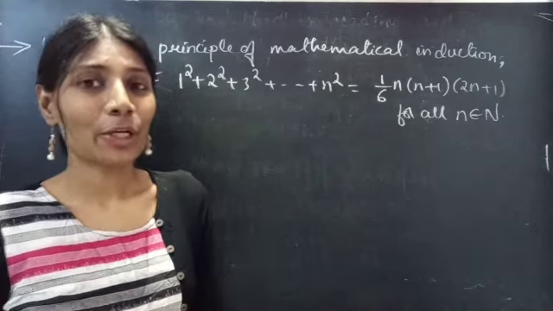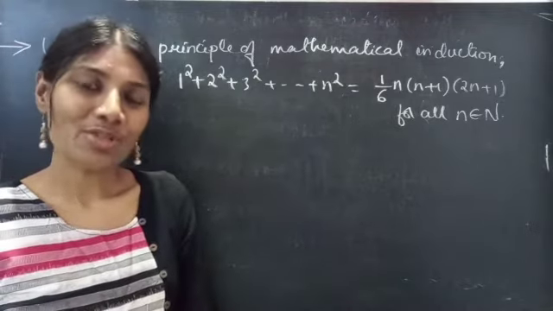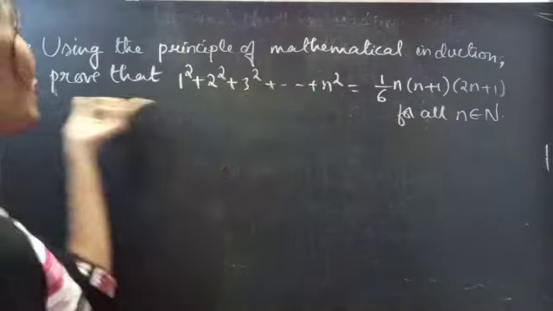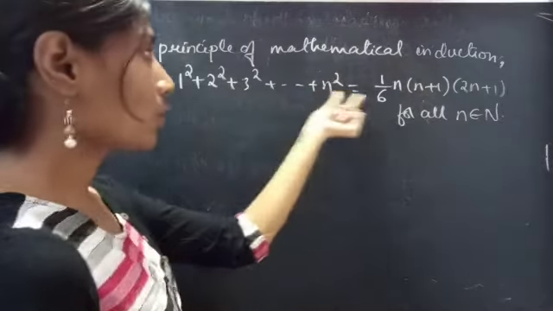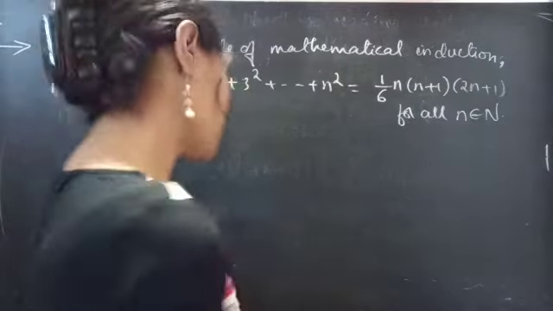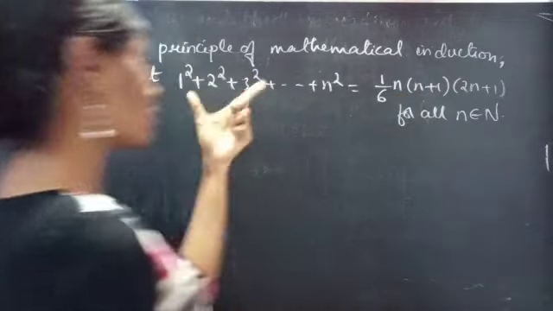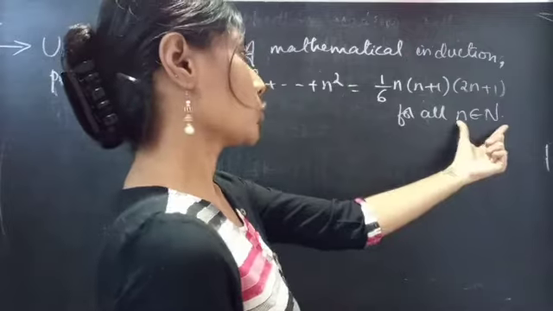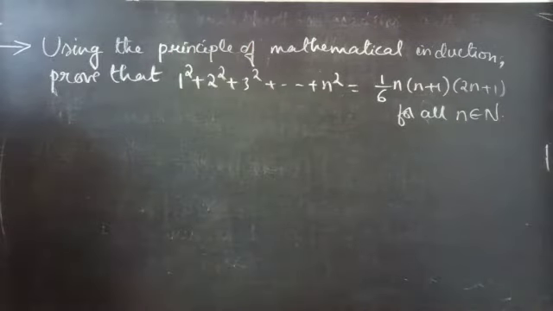In this video, we are going to prove the statement using the principle of mathematical induction. So let's get started. Problem. Using the principle of mathematical induction, prove that 1 square plus 2 square plus 3 square plus so on plus n square equals 1 by 6 into n into n plus 1 into 2n plus 1 for all n belongs to natural numbers. So we have been given the statement. We are asked to show that the statement is true for all n belongs to N using the principle of mathematical induction.